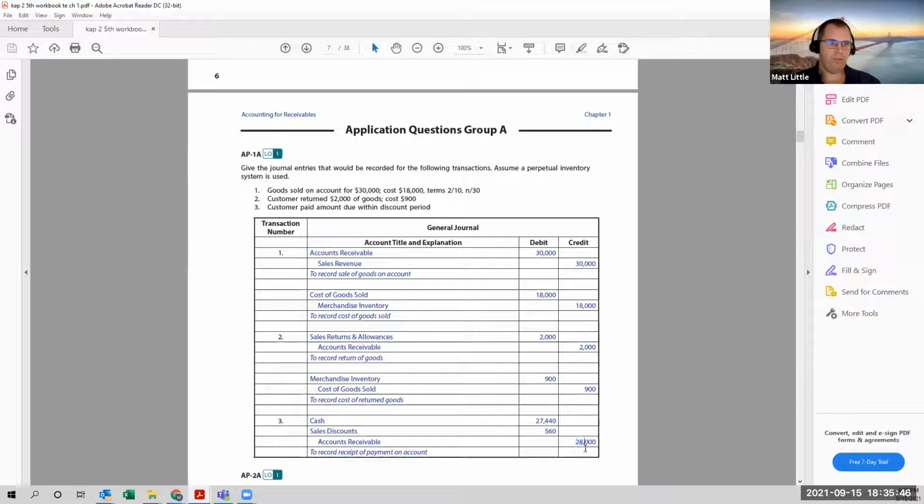We don't get a discount on the full $30,000 because they returned some items. So if we take 2% of $28,000, we'll get a sales discount of $560. And therefore, the amount of cash that the customer will actually pay us is $27,440, which is the $28,000 owing, less the $560 in discount.